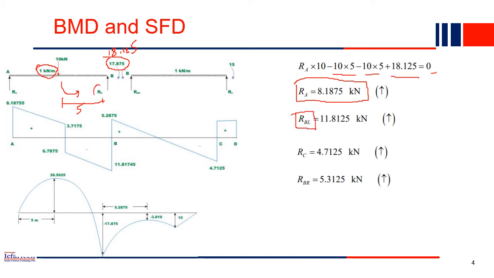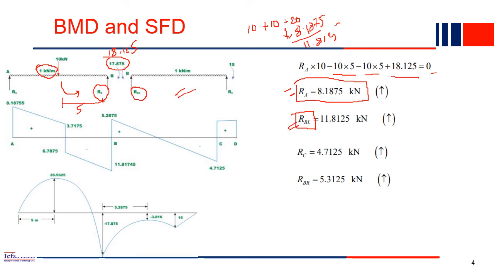RB has two portions, right? RBL and RBR. RBL will simply be total load minus RA. The total load is the 10 kilonewton acting plus the UDL also acting 10, so 10 plus 10, 20 total load acting downward. RA is taking 8 point something. Then what will RBL take? 20 minus 8.1875. Whatever value we get is nothing but 11.8125. That is our RBL.